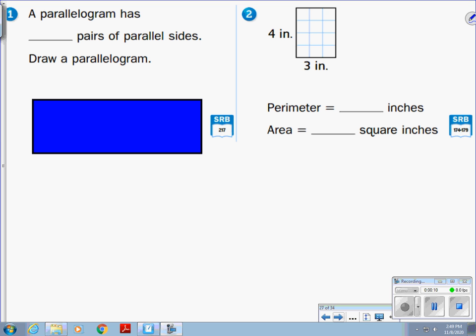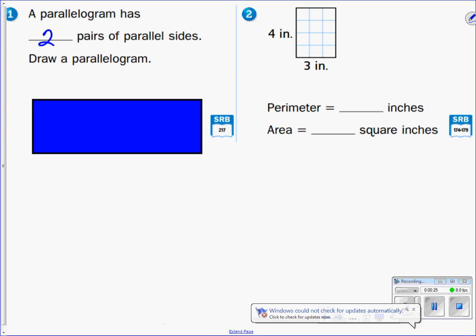Number 1, a parallelogram has how many pairs of parallel sides? And remember, parallel sides are opposite sides that are the same length and they never touch. So a parallelogram would have 2 pairs of parallel sides.